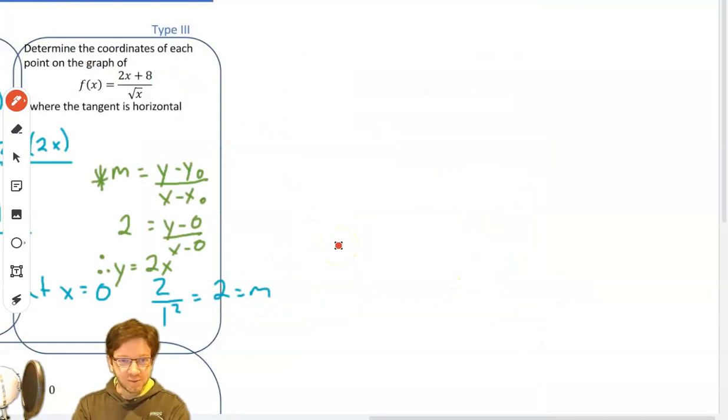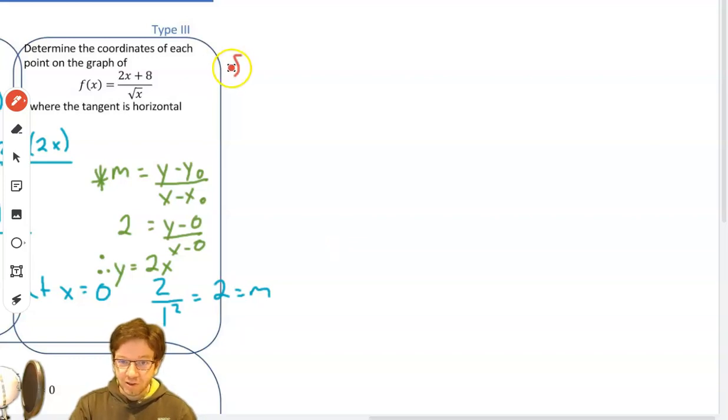Okay, so the last example says determine the coordinates of each point on the graph of this where the tangent is horizontal. So the tangent is going to be horizontal when its slope is 0. So what we need to do is first find the derivative of this function, set it equal to 0, and find out for what values of x does that tangent equal 0, or does the slope equal 0. And then we can figure this out. It might be for 1 or more. So first step first, let's find the derivative.